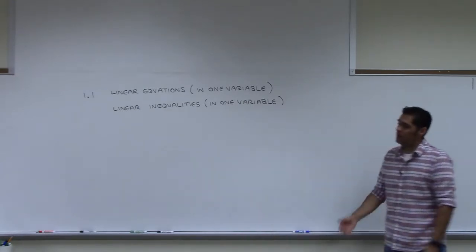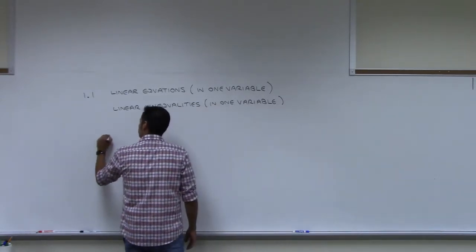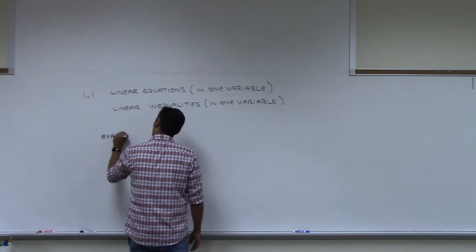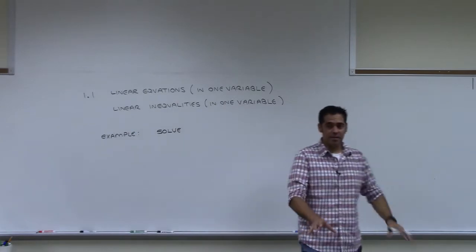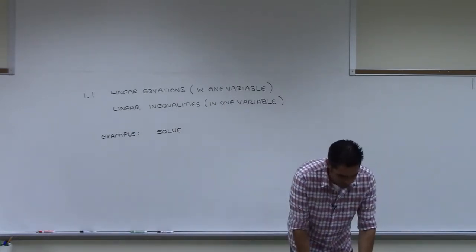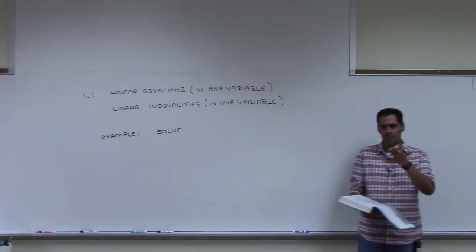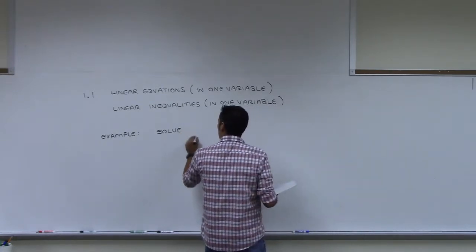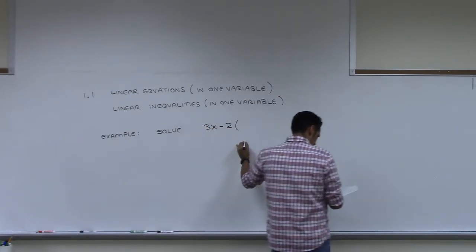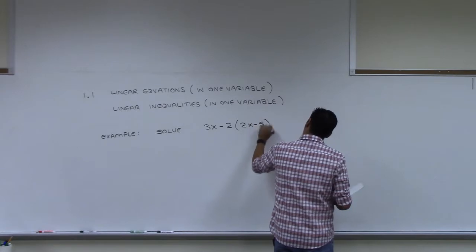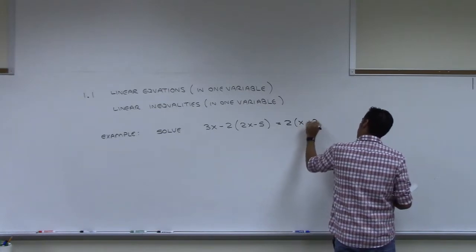And this is something from our review. So this is not brand new material. So your first example is to solve, and I'm going to try and stay consistent with what the book's doing. So I'm going to be doing problems that are very similar to the examples out of the book, but I'm not going to work the examples from the book. They're just kind of like matched problems. So here we go. We're going to try and solve 3x minus 2(2x minus 5) equals 2(x plus 3) minus 8.